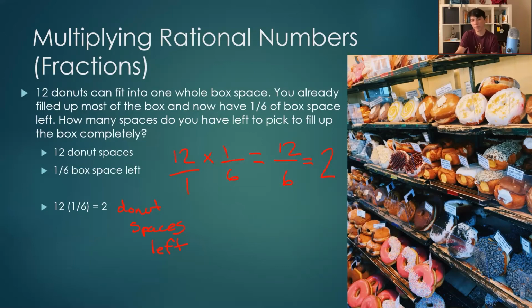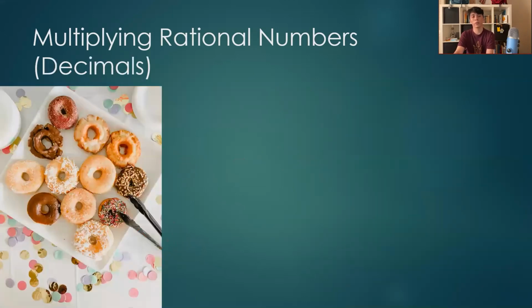But anyway, now that we've solved this problem, we can go on to the next one. Pause if you need to copy this down, and resume the video when you're ready. Okay, so now we're going to multiply other rational numbers, and the other type of rational numbers that we have is our decimals. So we're going to focus on multiplying decimals here.